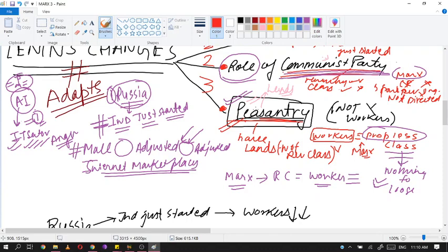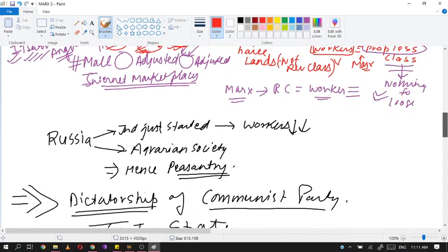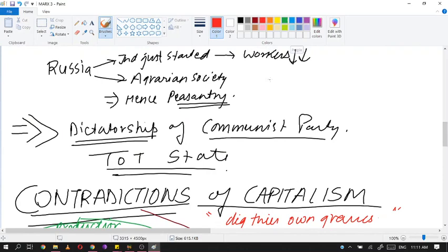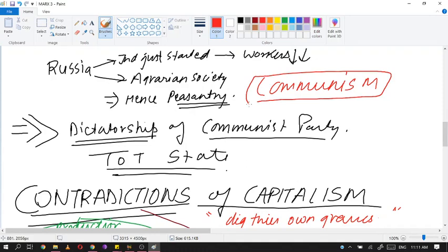But obviously, the industrial revolution had just started in Russia. So the quantity of workers will be less. Who will be more? Because it is an agrarian society, peasants will be more. So if you need to have a revolution, what is your target audience? Peasants. With so few workers, what revolution will you do? Not possible. You need this class. Hence, you modified it according to peasants. But you did not achieve communism. You called it communism, but it was not communism. It was dictatorship of the Communist Party.